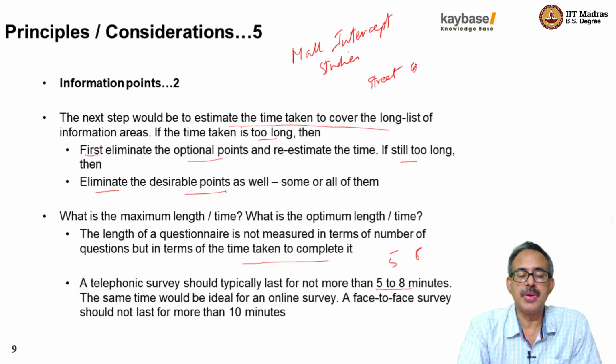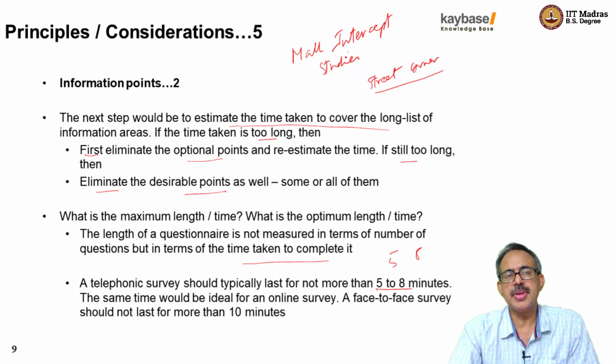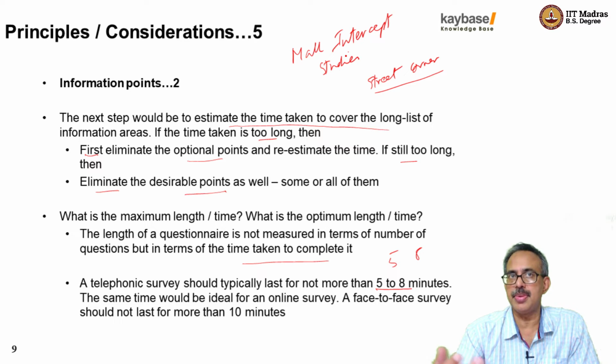Or you can also do something called street corner studies. Street corner studies don't work these days because people don't trust anybody who comes and talks to them on the street. That's the time they used to work. But mall intercept studies can still work if the interviewer who's talking to the respondent is very presentable, a very reassuring kind of personality.